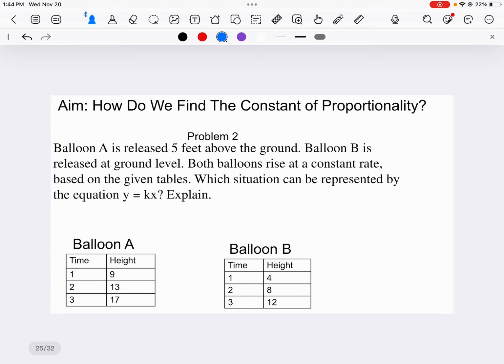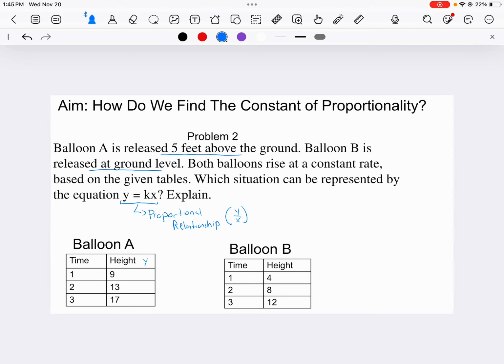The second problem, we have two different balloons. One is released 5 feet above the ground, and one is released at ground level. They both rise at a constant rate. Which of the following tables can be represented by the equation y equals kx? If we want it to be represented by y equals kx, that means we need to have a proportional relationship. So in order to have a proportional relationship, we have to divide y by x and get the same ratio for each part of our table.